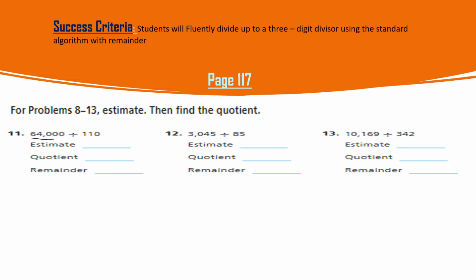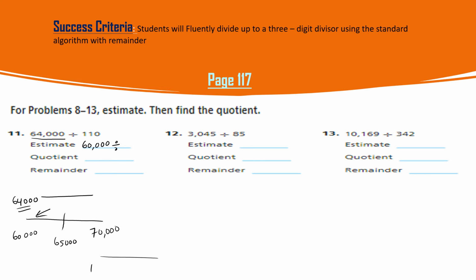64,110. Look at this. 64,000 actually. And if we have this thing, we can make it as 60,000 and 70,000. Now 64,000 and in the middle 65,000. Okay, so 64,000 is on this side. So I will take it as 60,000 divided by. Now 110. So I have 100, here 150, here 200. 110 is over here. So I will have 100 here.